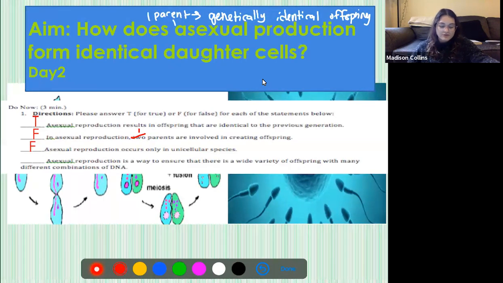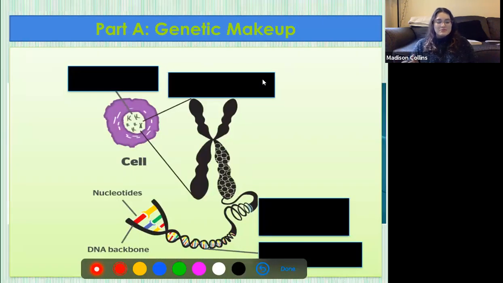And finally, number 4, asexual reproduction is a way to ensure that there is a wide variety of offspring with many different combinations of DNA. This is also false because, again, with asexual reproduction, we get genetically identical offspring. There is no genetic recombination. There is no genetic variation. They are all exact duplicate copies of the parent cell. Okay, so let's keep that in mind as we move forward.